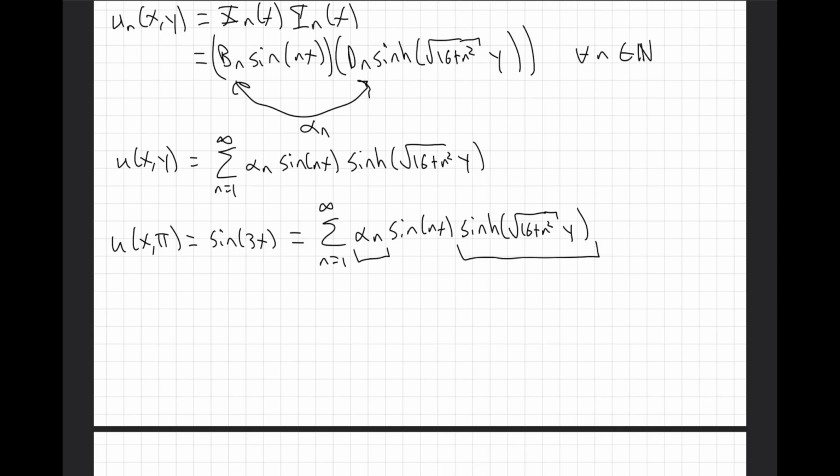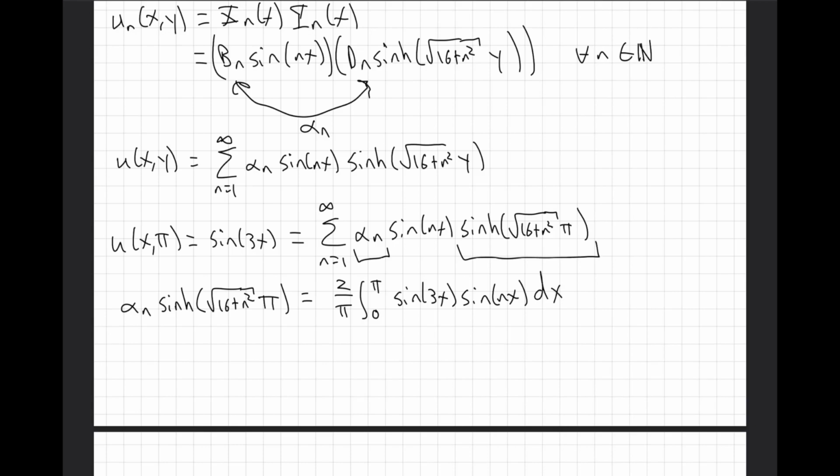So we have that alpha_n multiplied by hyperbolic sine, and sorry, this y over here, this becomes pi. Hyperbolic sine of root 16 plus n squared times pi is going to be equal to 2 over pi times the integral 0 to pi of sine of 3x multiplied by sine of nx dx. Now, these are orthogonal unless n is equal to 3. So if n is not equal to 3, then this turns into 0.